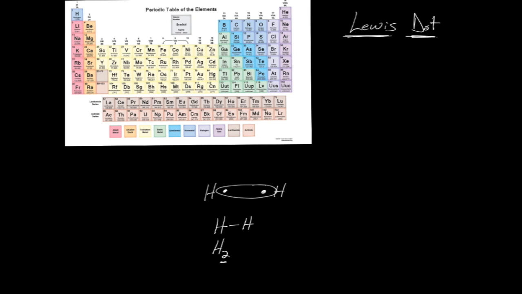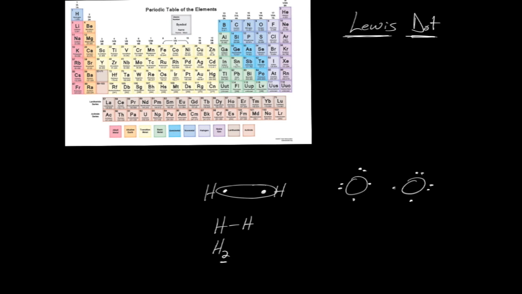Now we can do the same thing with bigger atoms. Remember what we did with oxygen? We drew all those dots. Well, why don't we go ahead and try that oxygen thing again? What if 2 oxygens come together? And how many valence electrons are in each? Well, there's 6 valence electrons in oxygen. Every one in this column has 6. So let's put our dots. 1, 2, 3, 4, 5, 6.